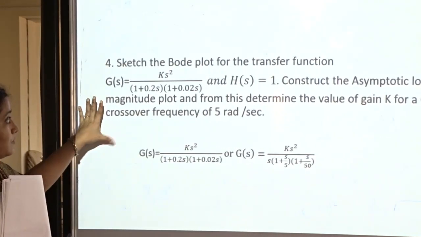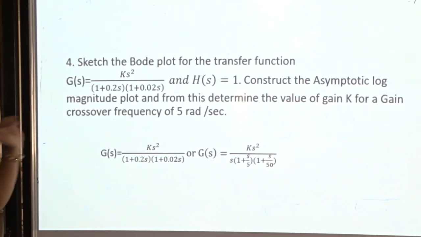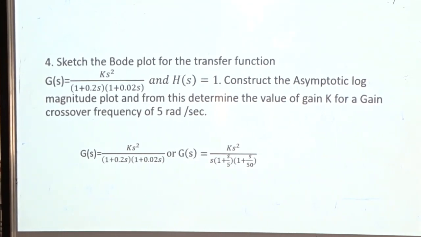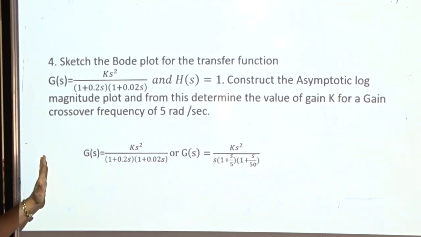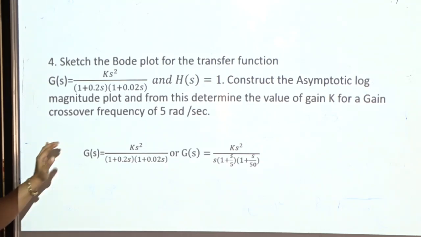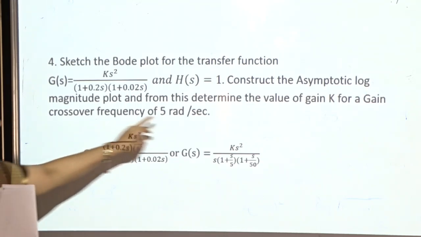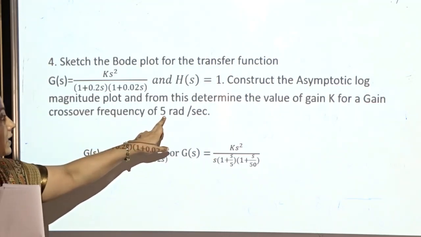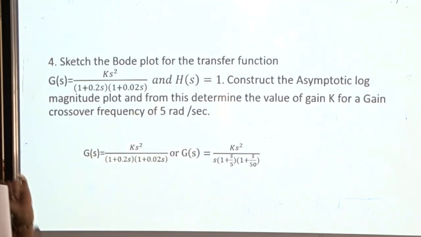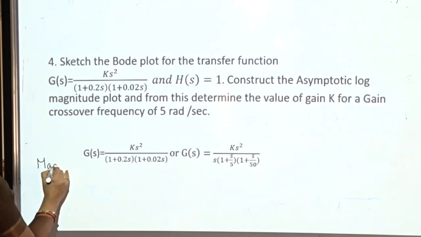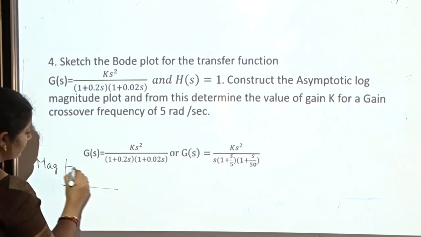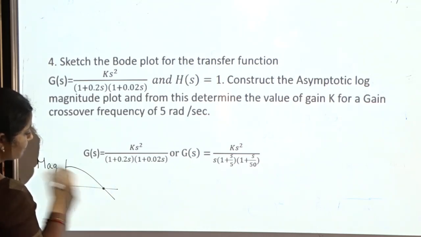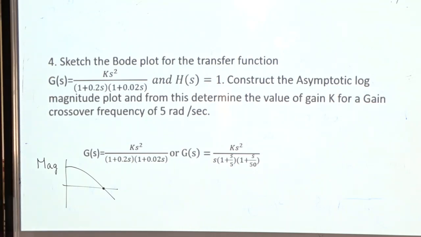Now here in this problem, whenever we talk about Bode plot, there are two plots that we have to do. That is a magnitude plot and a phase plot. But in this case, they have asked to find the value of k for which gain crossover frequency is 5 radians per second. Where will the gain crossover frequency come? The gain crossover frequency is seen in the magnitude plot. In the magnitude plot, when the magnitude goes to zero, that point is called the gain crossover frequency.